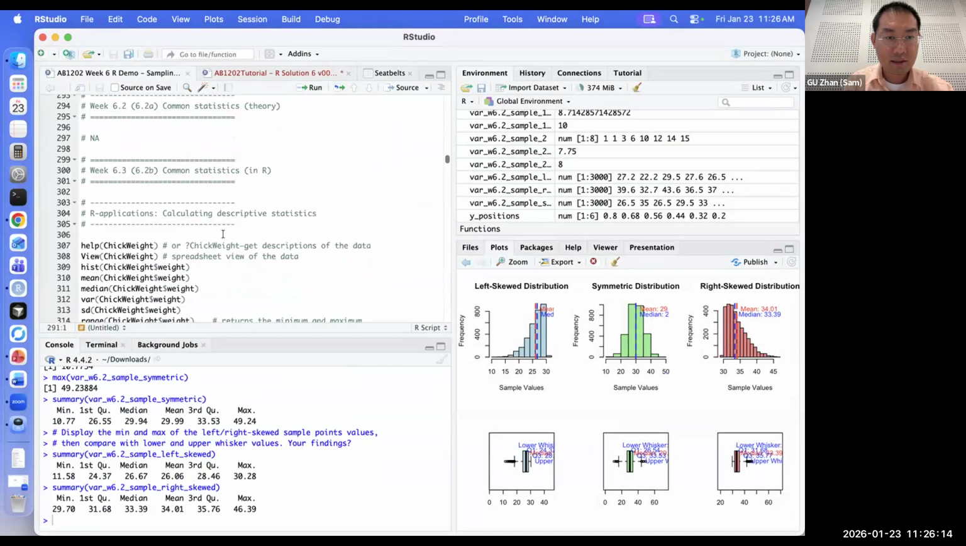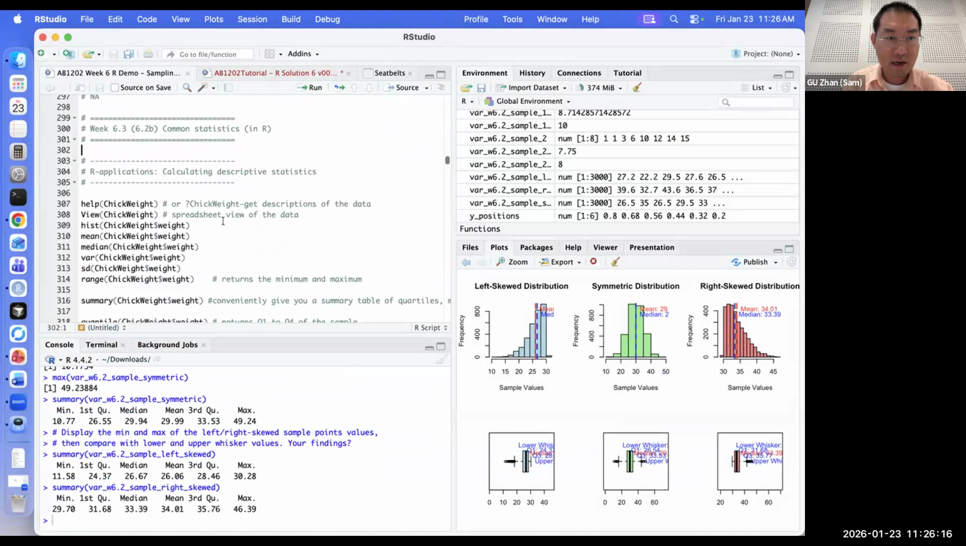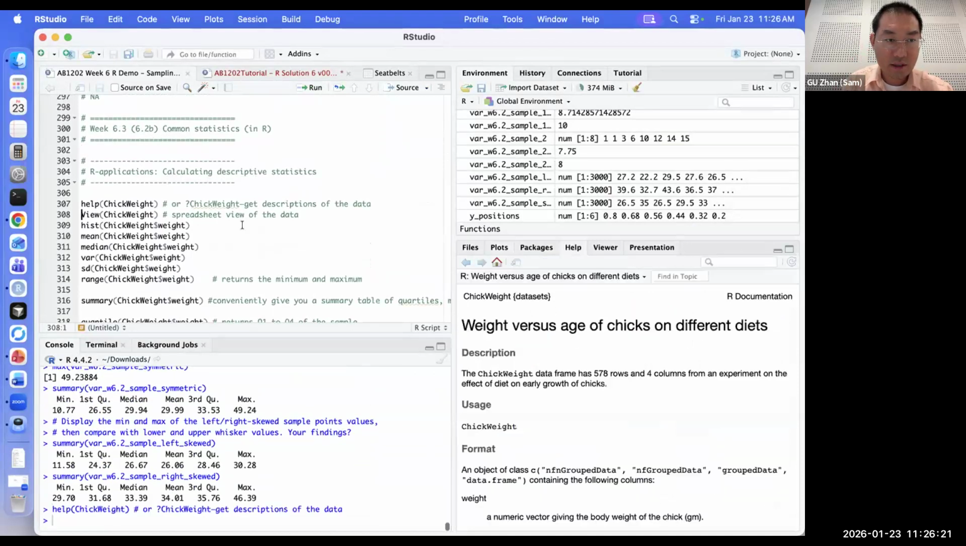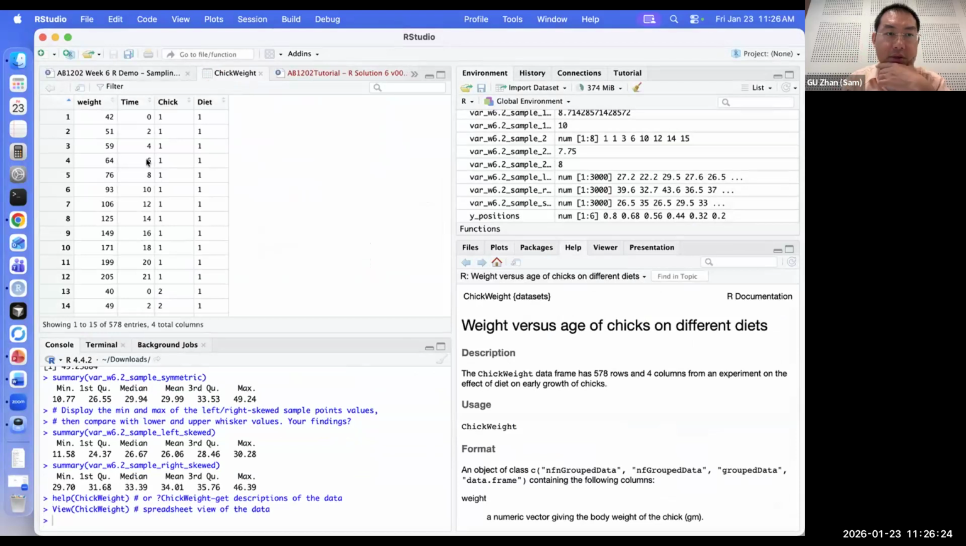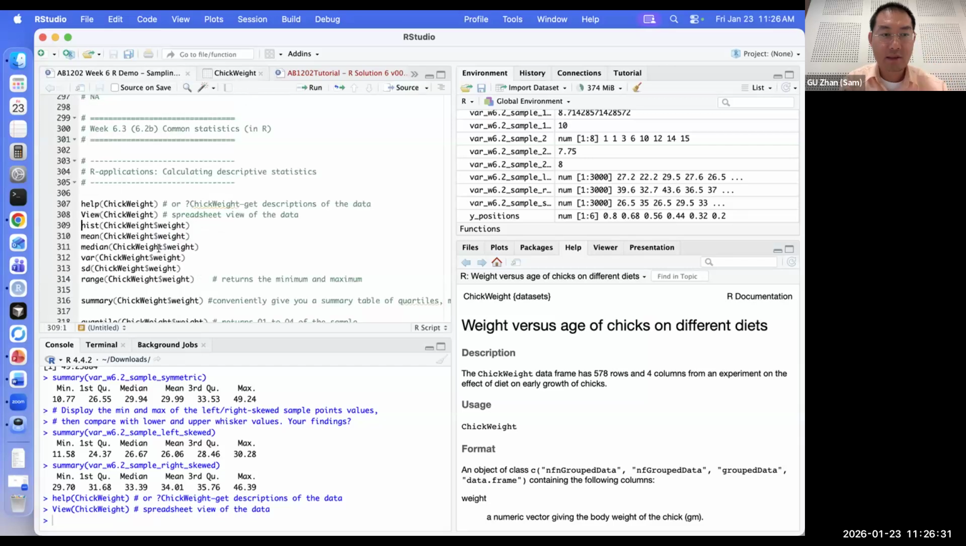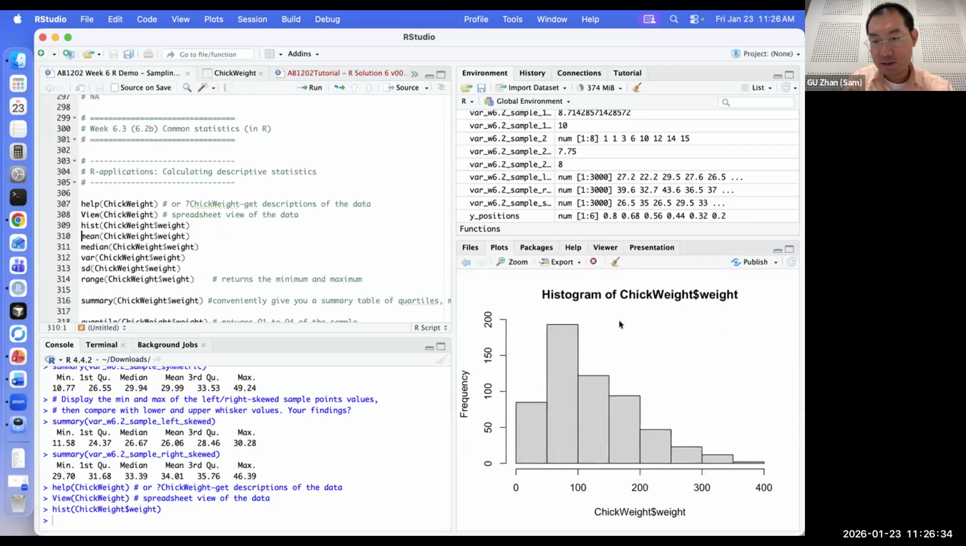Exercise: the common statistic in R application, calculate descriptive analysis, week 6.3. Here we are looking at the chick weight: weight, time in days, chick, and diet. Here is a histogram of the chick weight. My first question to you: this is a distribution of the chick weight. Is it normally distributed? No, it is not normally distributed, right? The shape is obviously not symmetric.